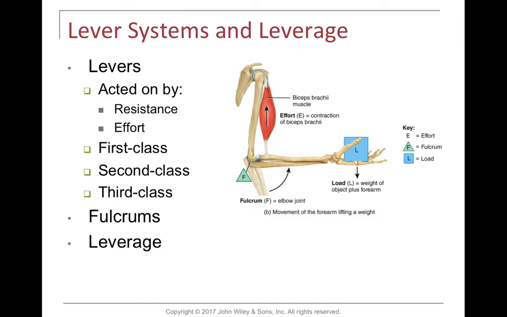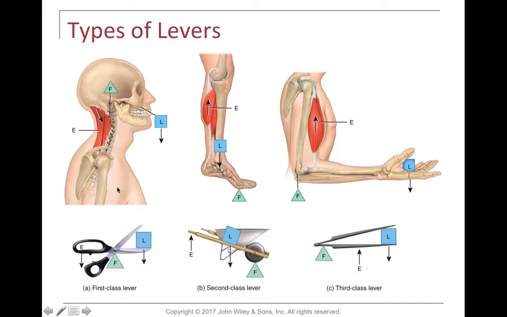And we have three types of levers. These levers will be characterized according to the position of the fulcrum, the effort, and the load. So first is our first class lever. In our first class lever, the fulcrum is located between the effort and the load. So an example here would be a pair of scissors.